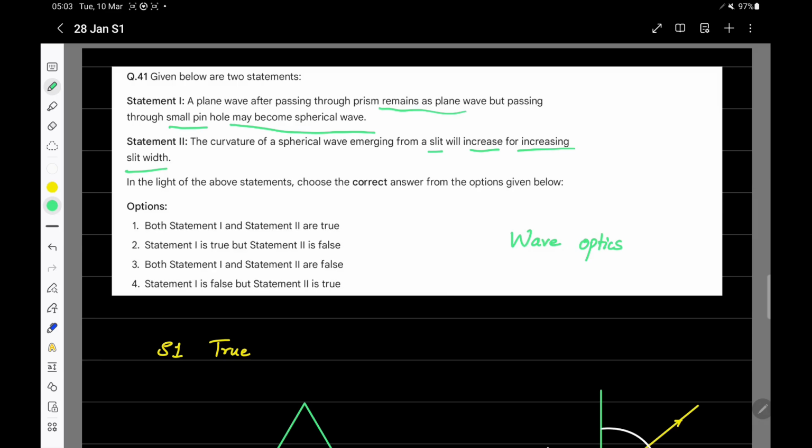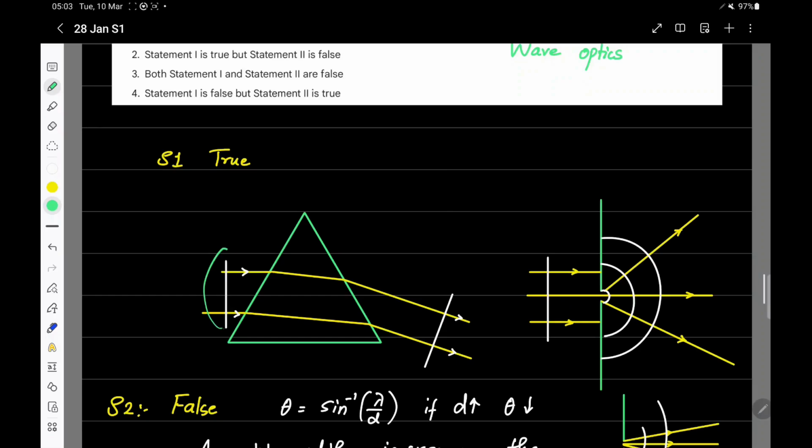According to me, statement 1 is true because we know that the wavefront is always normal to the direction of propagation of the rays. So a parallel beam of light entering the prism after two refractions will still be parallel. Why? Because this is refraction from the plane surface, right? So if the beams are parallel, the normal to the surface is also going to be parallel to each other. Here also, the normal to the surface is going to be parallel to each other. So, a parallel beam of light will be emerging also as a parallel beam of light.